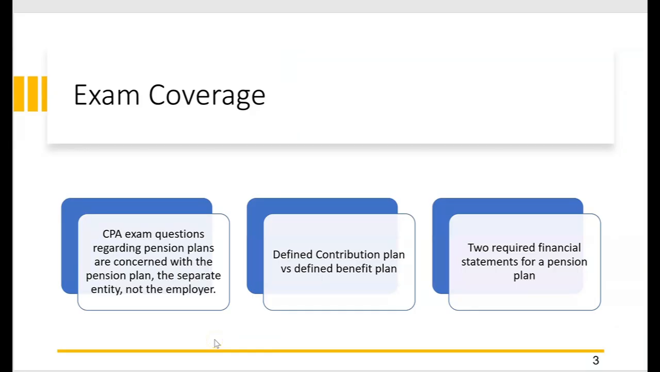Now, the CPA exam has in the past covered the employer and the pension plan journal entries, but not anymore. Starting in July of 2021, CPA exam questions regarding pension plans are concerned with the pension plan itself, the separate entity, not the employer. So we're no longer determining pension expense on the employer's income statement. If you took the exam a couple of years ago, you probably remember that. We don't have to do that anymore. No more questions about the employer.